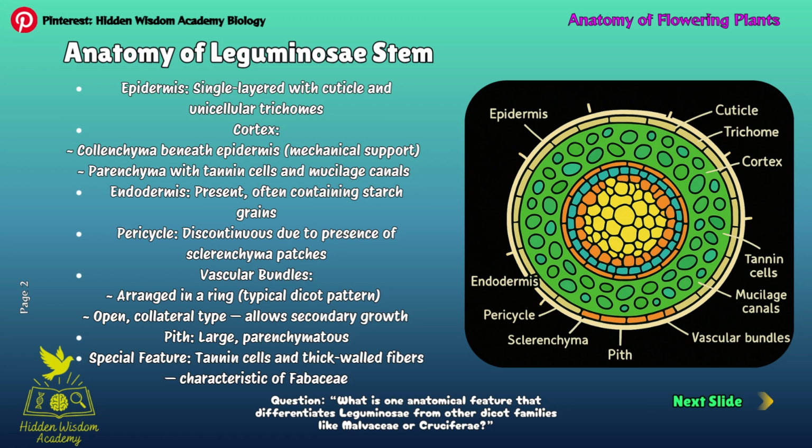Vascular bundles are in a ring, open, and collateral, showing secondary growth. At the center is the pith, made of large, soft parenchyma cells. These features make the Fabaceae stem easy to identify under the microscope.